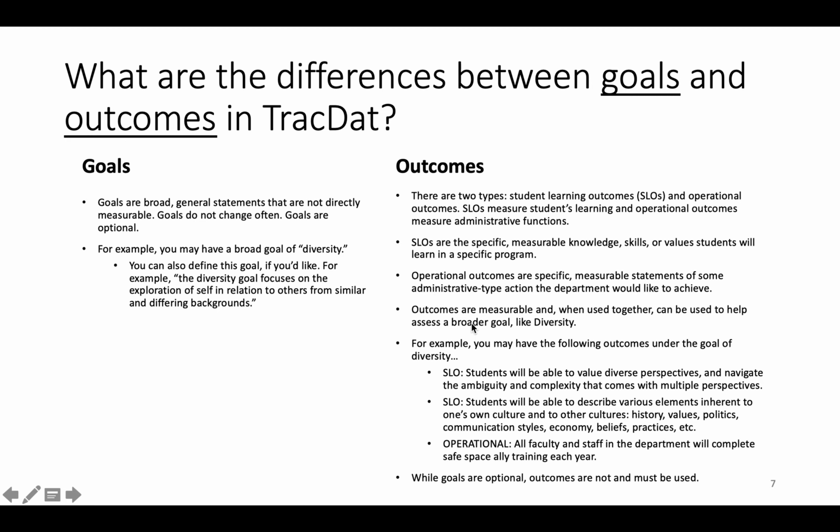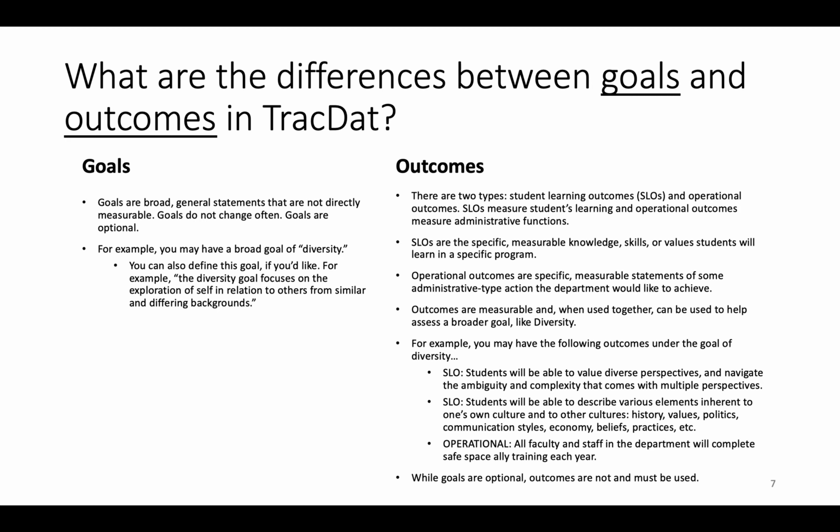So goals are broad general statements that are not directly measurable. Goals do not change often, and goals are optional. You do not have to use them. For example, you might have a broad goal of diversity. You can also define this goal if you'd like. So for example, the diversity goal focuses on the exploration of self in relation to others from similar and differing backgrounds. Now let's talk about outcomes.